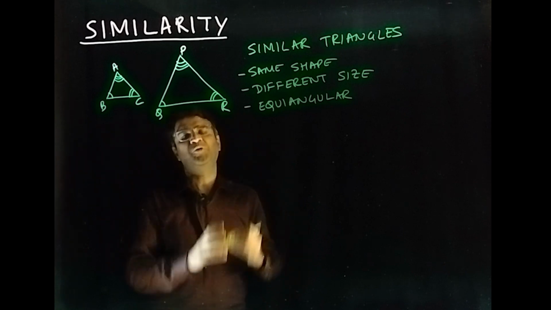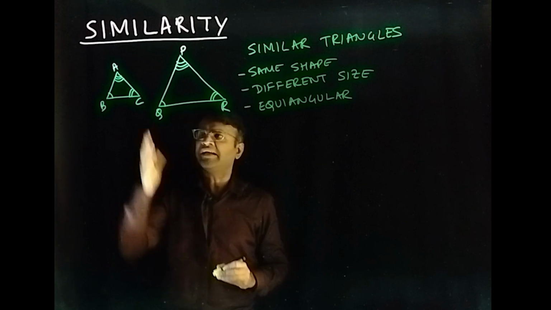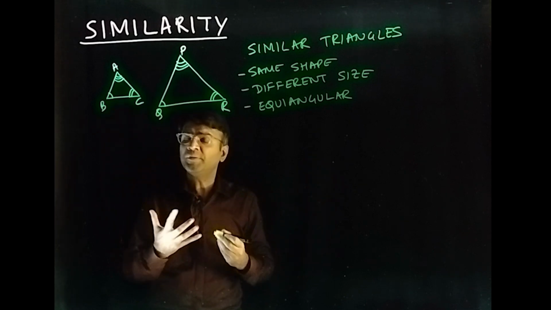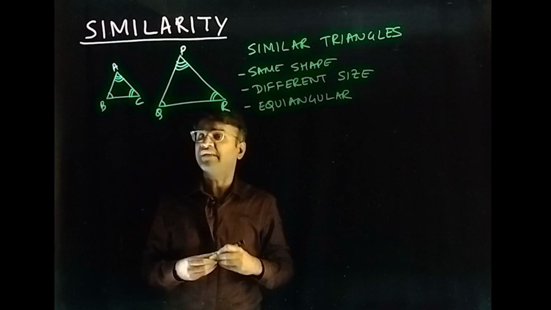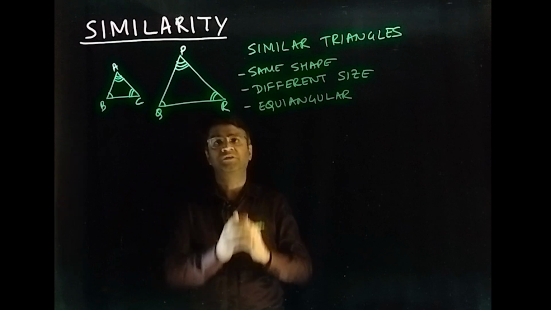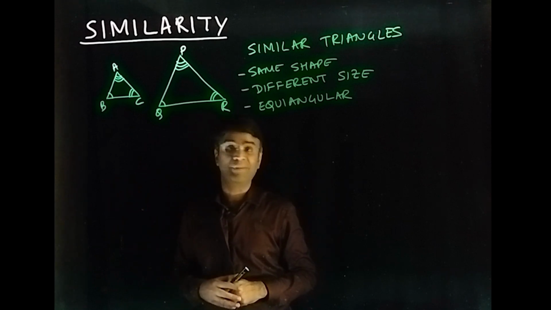Now, if the angles are equal, what do you want to say about the sides? Sides are definitely not equal, that you can very well conclude here. But there has to be some relationship between the sides also. Yeah, there is. The sides are proportional. The word proportional should ring the bell.